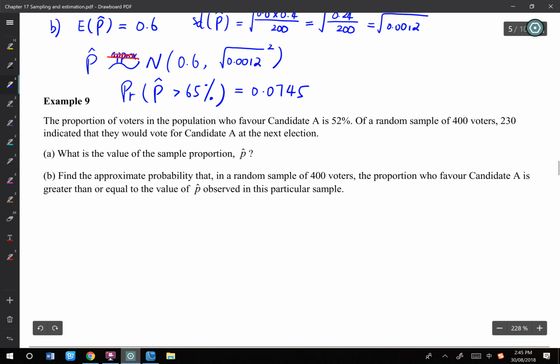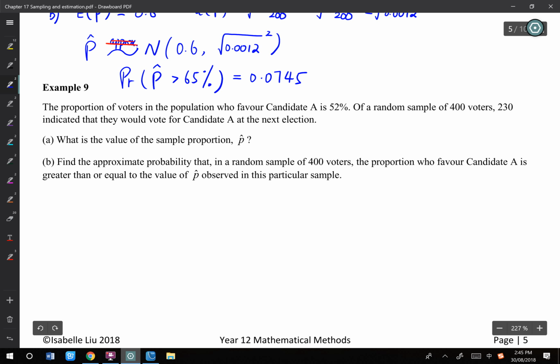Let's have a look at the next one. Well, you do the next one by yourself, and then in the end we check the answer together. It's just exactly the same thing compared to the first one.